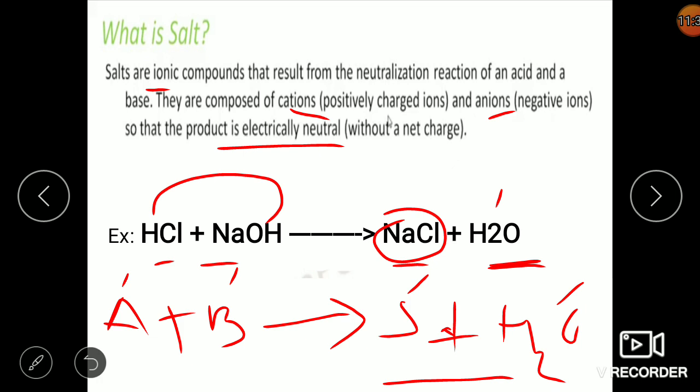Salt is what we understood. Salt is the compound having two parts, cation and anion. And not necessarily that all the salts are white. The salts are available in a variety of colors. Let's see that.